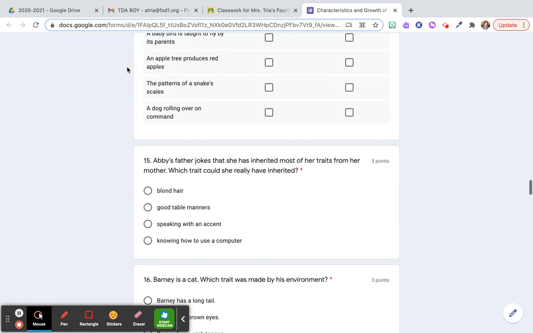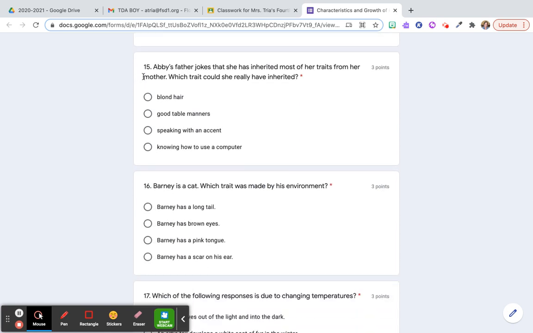Number 15. Abby's father jokes that she has inherited most of her traits from her mother. What trait could she really have inherited? Blonde hair, good table manners, speaking with an accent, or knowing how to use a computer.